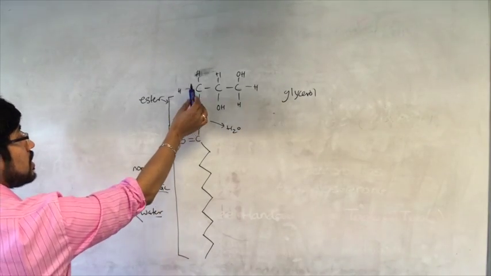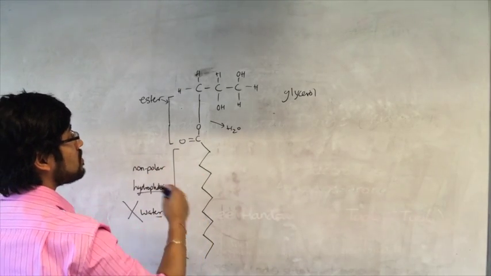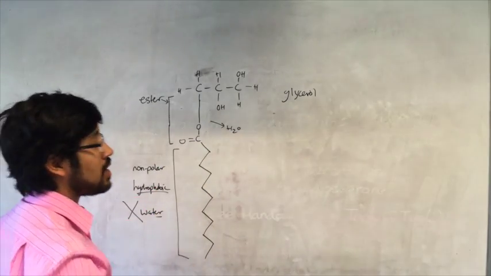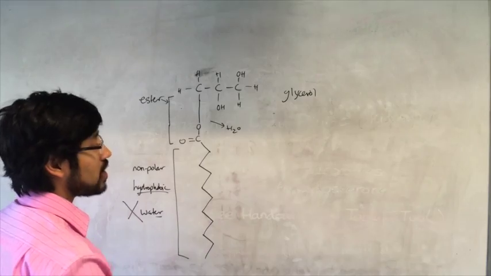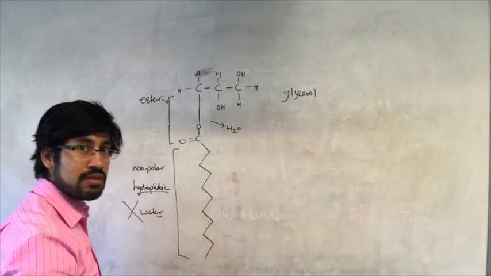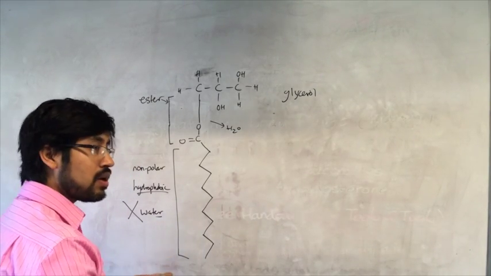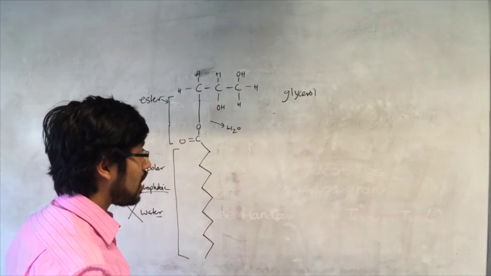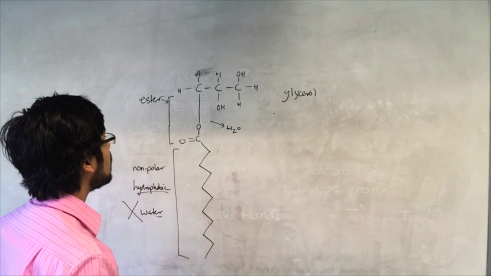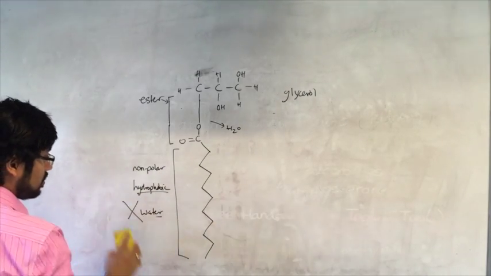So the glycerol is linked to a fatty acid via a condensation reaction to form an ester bond with the loss of water, and the reverse will also happen. We can add water and hydrolyze it, and this usually happens during digestion when we are consuming fats, and they are broken down in our digestive system to be absorbed into the blood. So this happens twice.